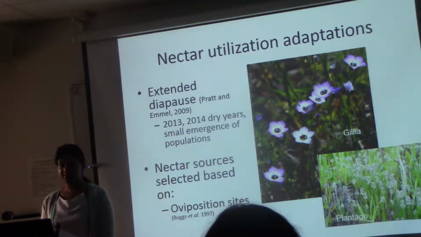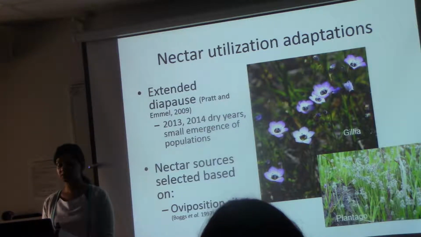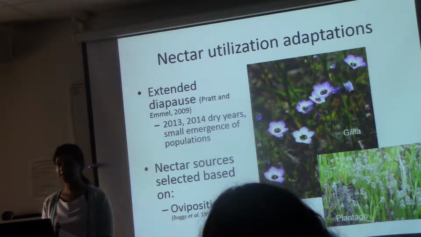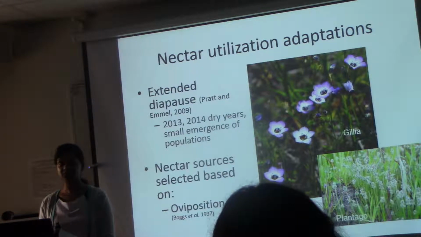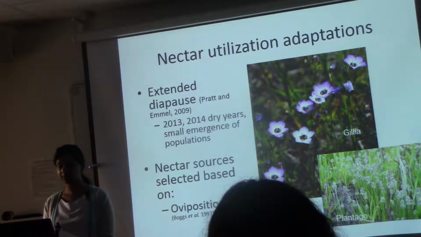As suggested by Pratt and Emo, the larvae of some Nymphalidae lepidopteran families go into extended diapause in hot, dry years as an adaptation to low food resources. Despite 2013 and 2014 being dry drought years, there was a population of adult butterflies that emerged. This population of adult butterflies was relatively small and scattered, and therefore field observation time was short and limited.